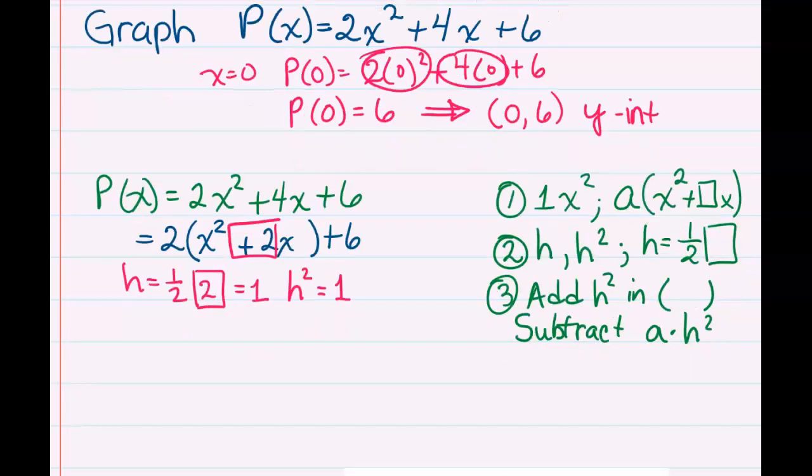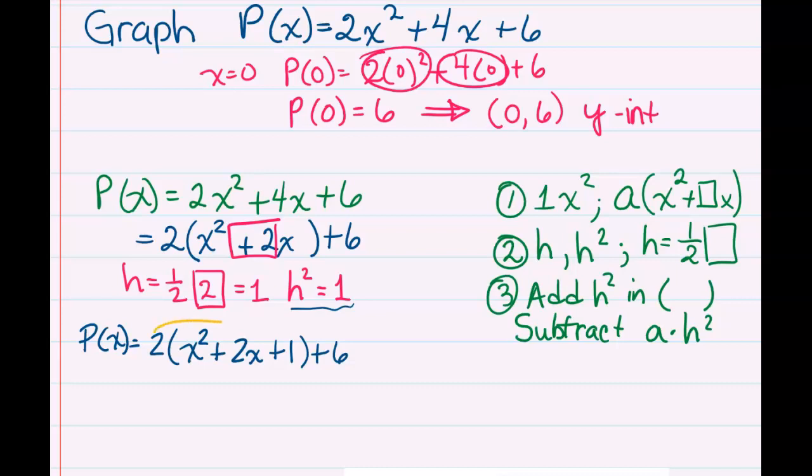So we're going to bring down our p of x, and we're going to add our h squared, which was 1, inside the parentheses. I still have my plus 6. I'm going to do our multiplication of 2 times 1, and then I'm going to subtract it. So I'm going to have minus 2 out here. I'm going to write that in blue, to remind ourselves where it came from.